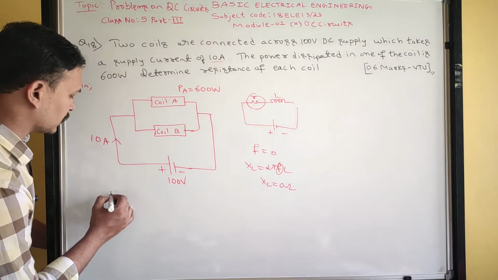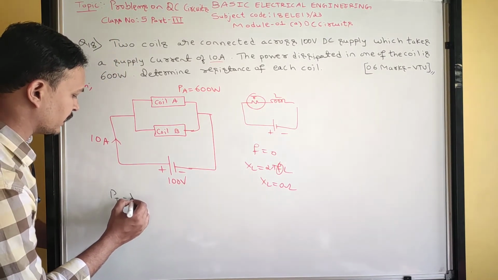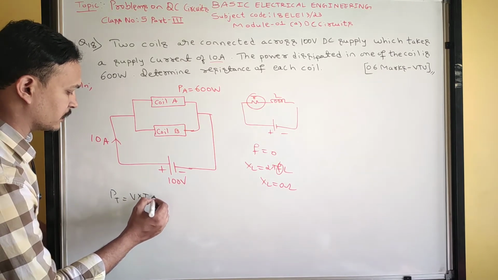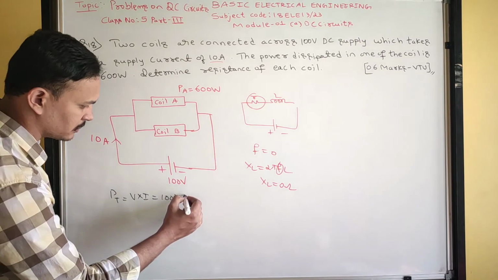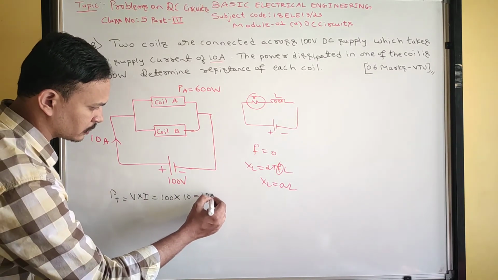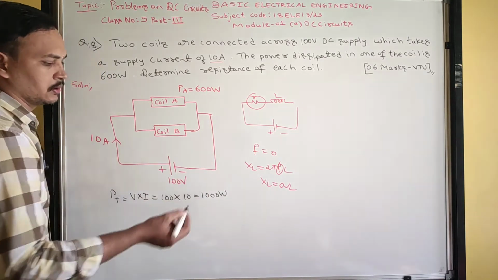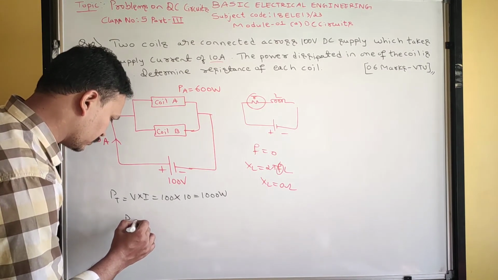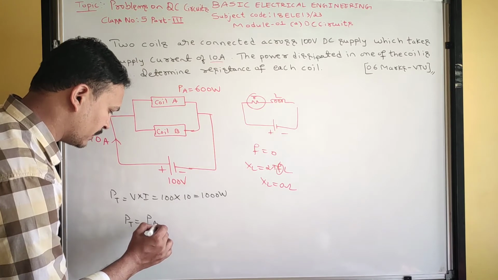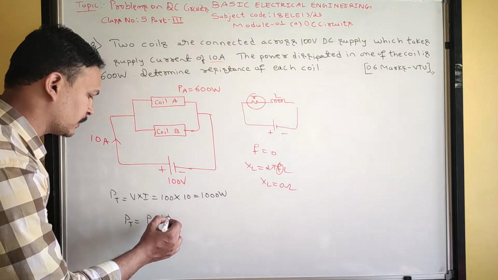Then, right. So calculate the total power. What is total power? Voltage into current. What is voltage? 100 volt into what is the current? 10 ampere. So total power dissipated in the circuit is how much? 1000 watt. And we can also write the total power is equal to power dissipated in coil A plus power dissipated in coil B.